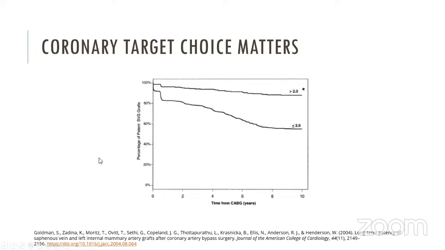Okay, so this is another thing. This looked at saphenous vein patency when you implant it to the different coronary arteries and their diameters. If the diameter of the coronary artery is more than 2, they are more likely to stay patent with the passage of time. And if you have smaller size veins, they are more likely to be occluded.